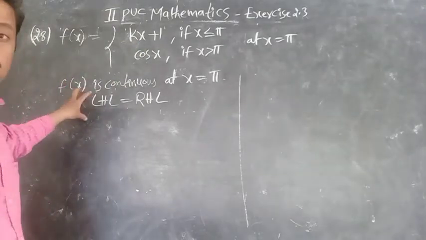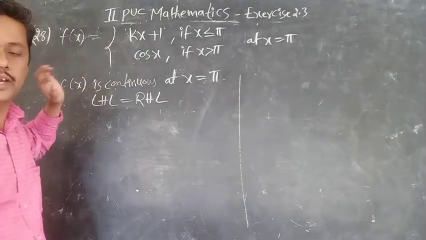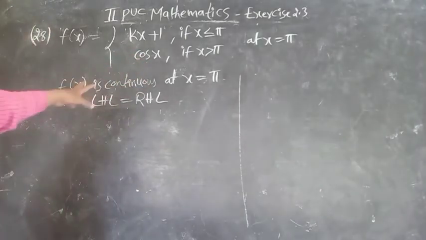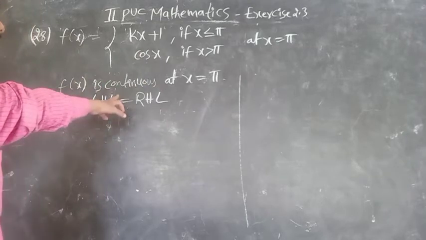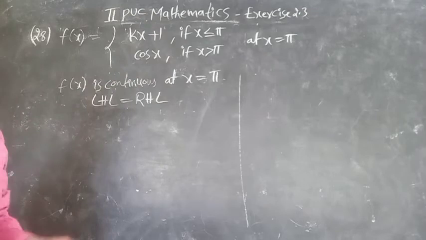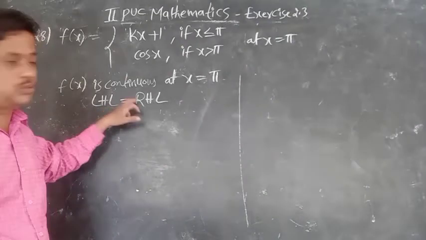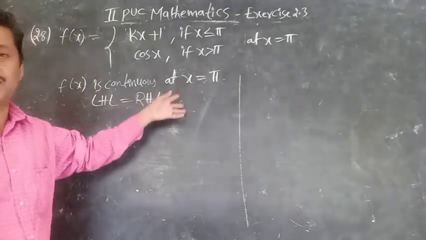So how to find the k value? Continuity is given, so first write that down. Write down the continuity condition. f of x is continuous at x equals pi. So what is the condition? LHL, the left hand limit, is equal to the right hand limit, is equal to f of pi, also you can write.